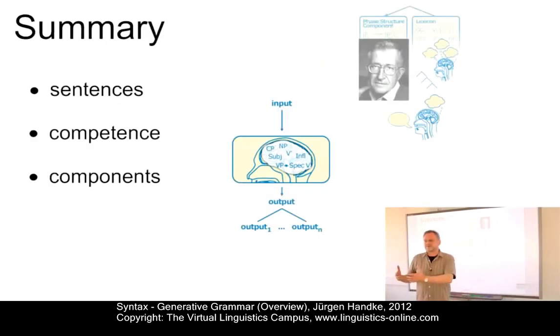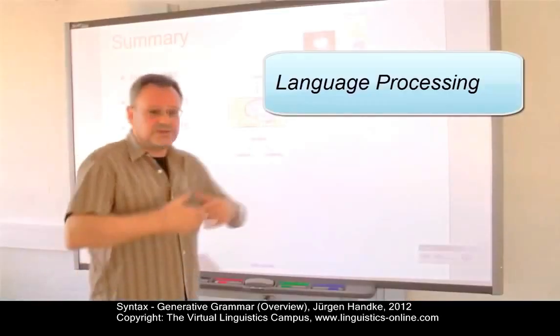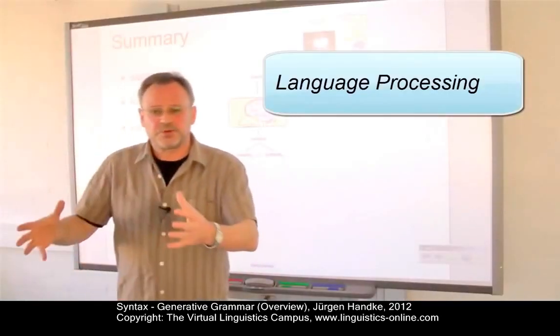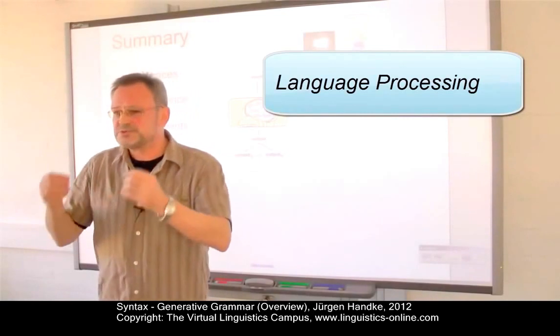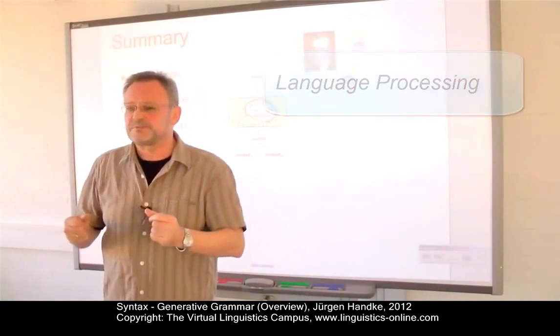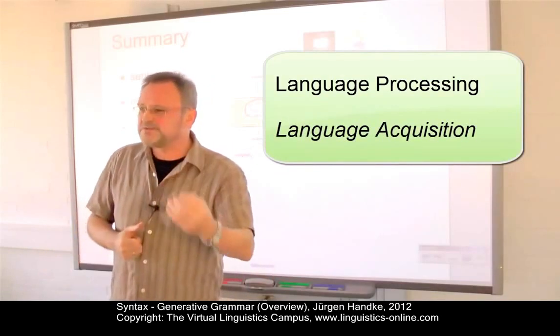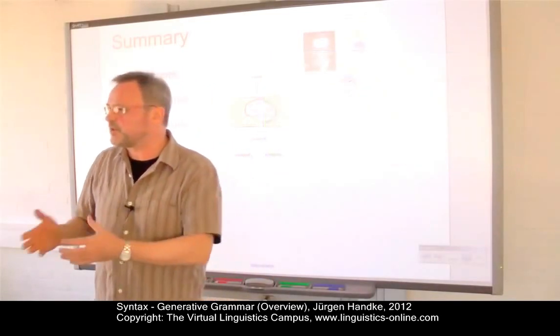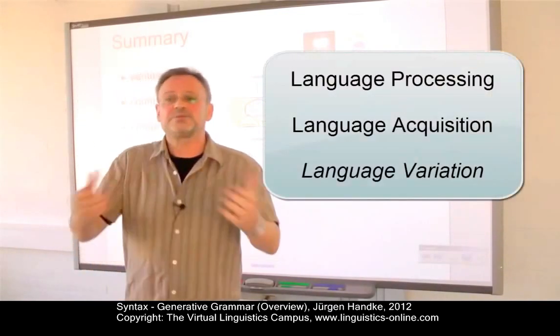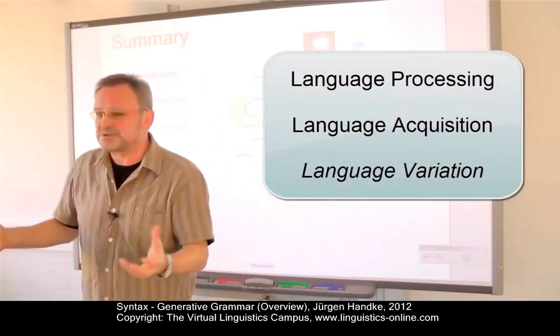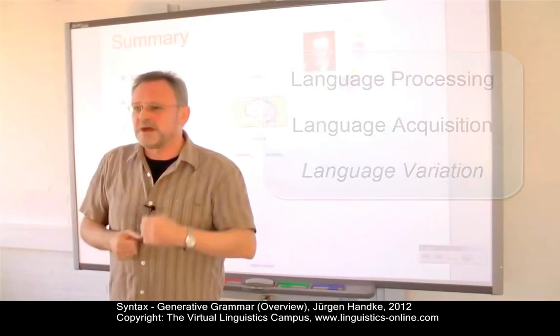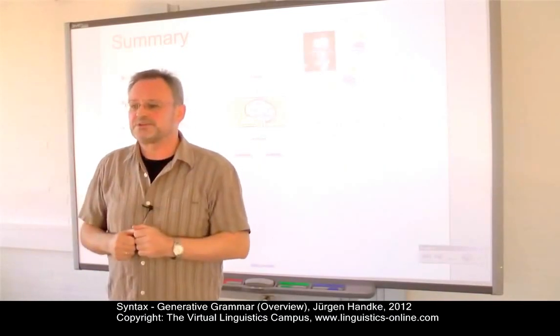Let's summarize. Generative grammar not only provides a description of the structure of a language, but it seeks to explain, among others, the following phenomena. It wants to explain language processing, that is, how do humans understand and produce speech? Language acquisition: what goes on in an infant's mind when he or she acquires his or her mother tongue? And language variation: why do languages change and what is going on under the surface of language variation?